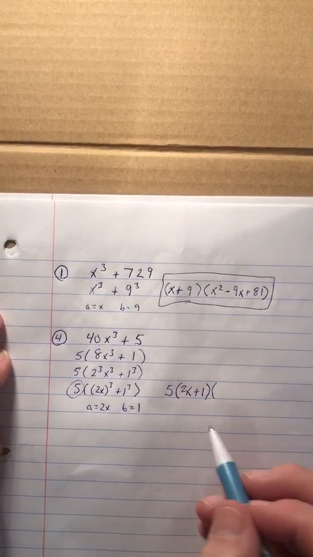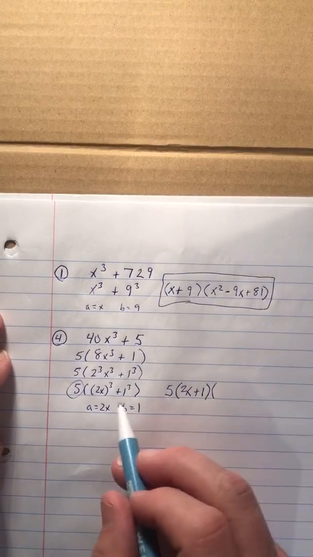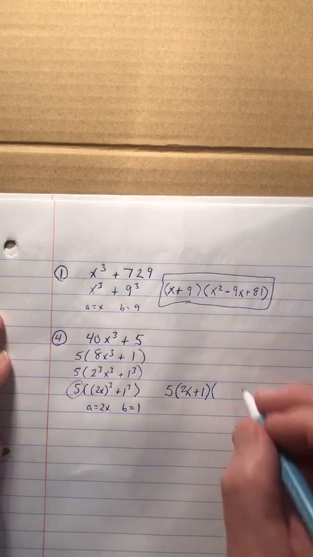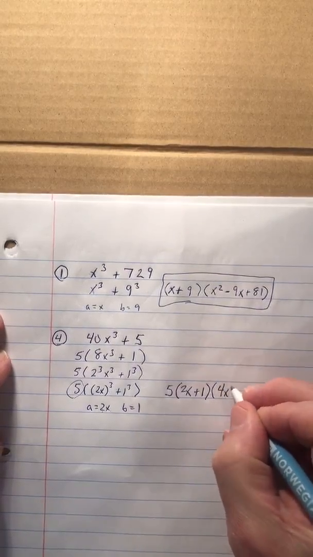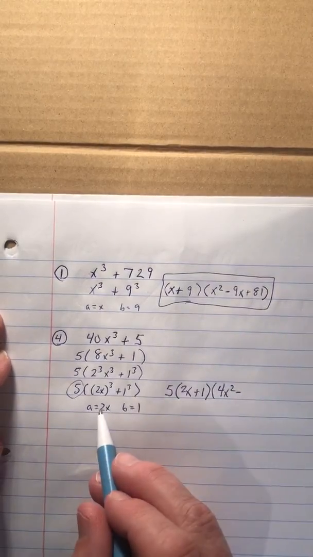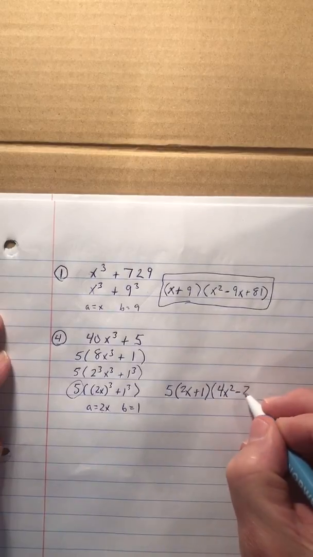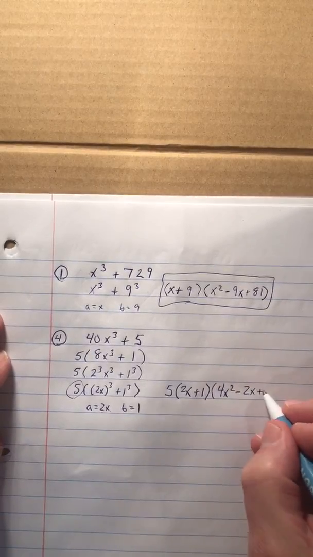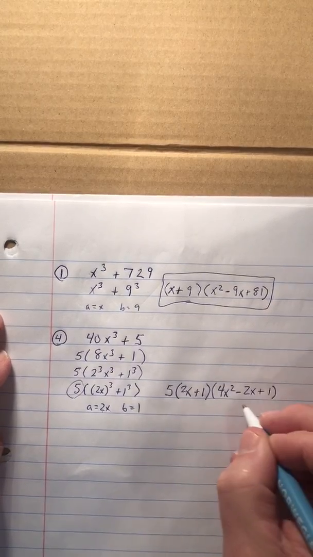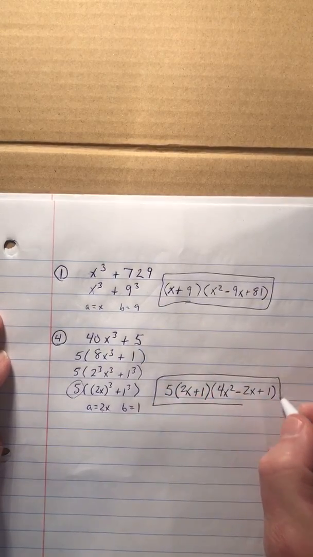All right, and here comes the tricky part again. Here's our a, it's got to be a squared, so we have to square both the 2 and the x. So we get 4x squared, minus a times b, so 2x times 1, 2x, and then plus b squared, 1 squared is just 1, and that's what this factors out to be.